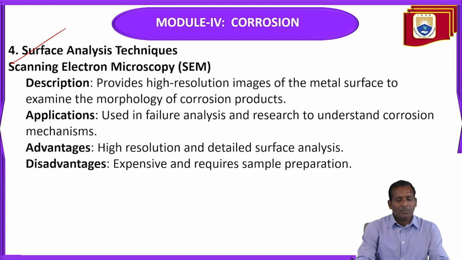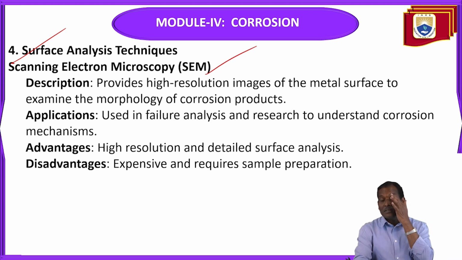So, scanning electron microscopy, SEM. It provides high resolution images of the metal surface to examine the morphology of corrosion products. The applications are used in failure analysis and research to understand corrosion mechanisms.